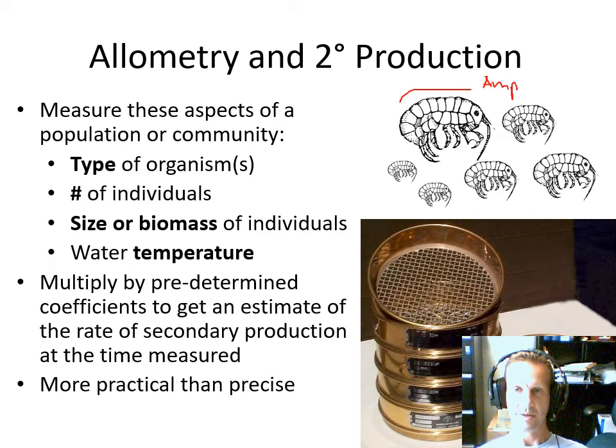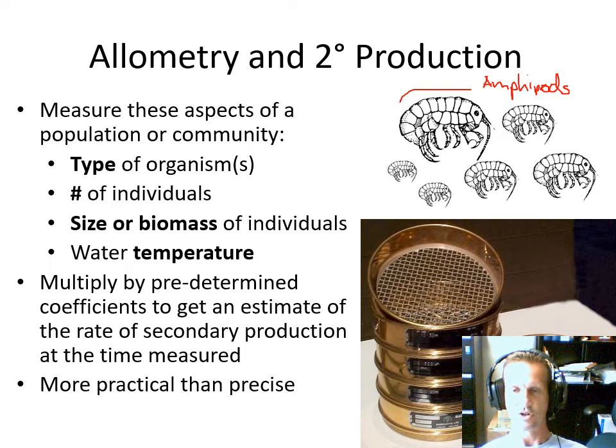Amphipods are a common organism in many parts of the ocean. Some of them are planktonic. The ones that I study as a seagrass ecologist are benthic. They live in seagrass beds, and they come in various sizes.